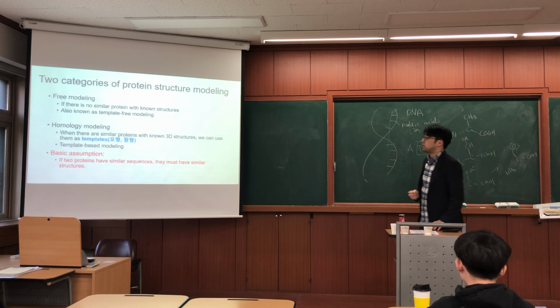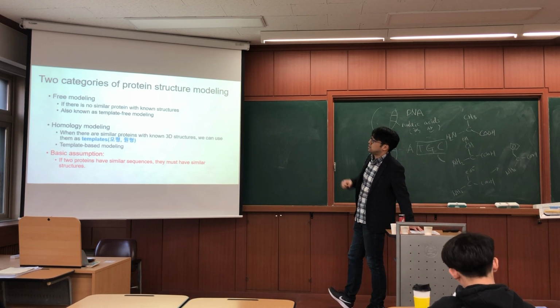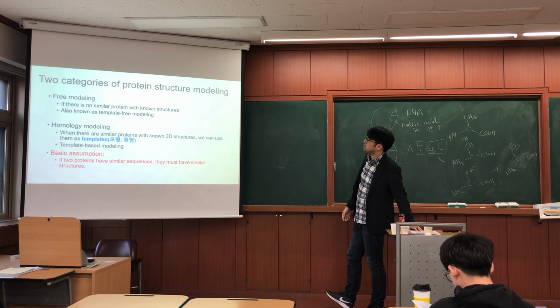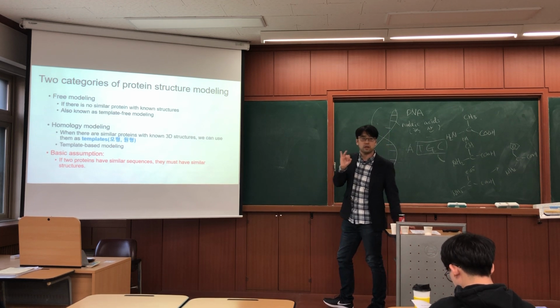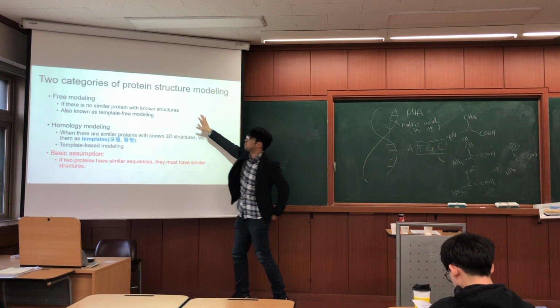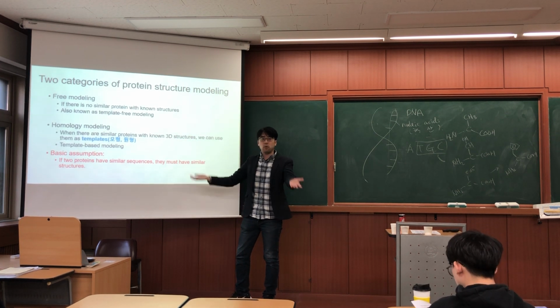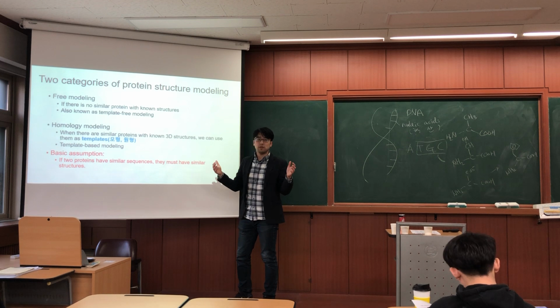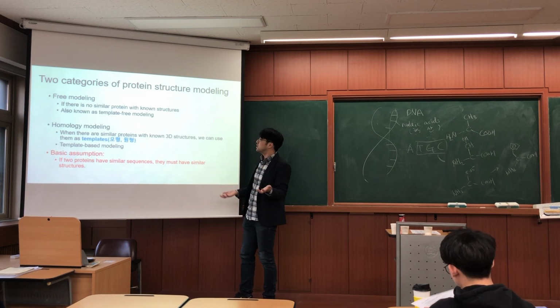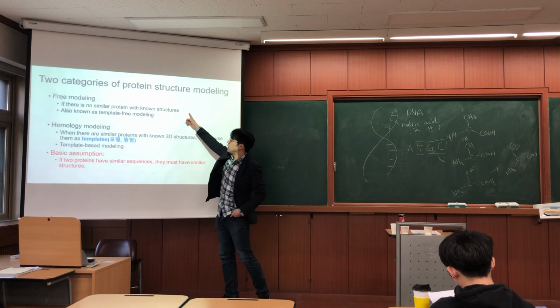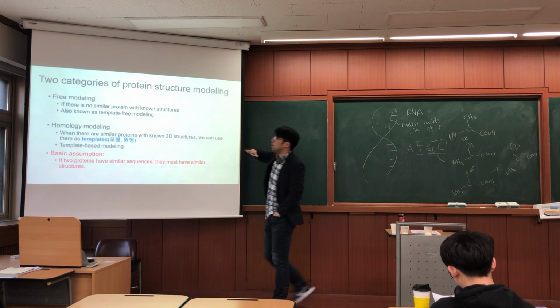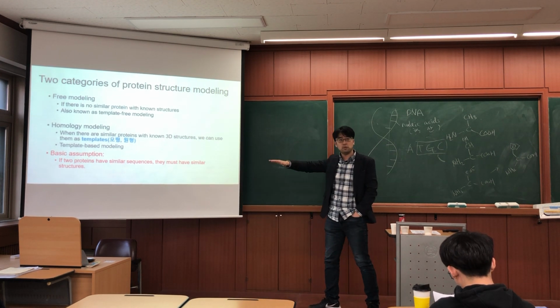And for protein structure prediction, there are two categories. One is called free modeling. Free means you can model it as you want. Free modeling is done when there are no similar proteins with known structures.